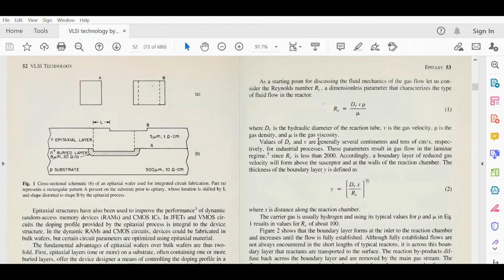Values of Dr and V are generally several centimeters and tens of centimeters per second, respectively, for industrial processes. These parameters result in gas flow in the laminar regime, since Re is less than 2000. Accordingly, a boundary layer of the reduced gas velocity will form above the susceptor and at the walls of the reaction chamber. The thickness of the boundary layer Y is defined as this.